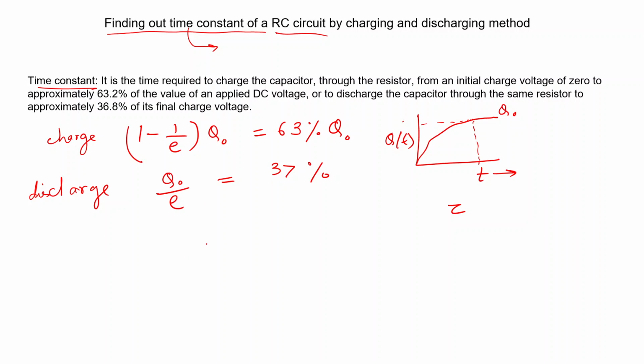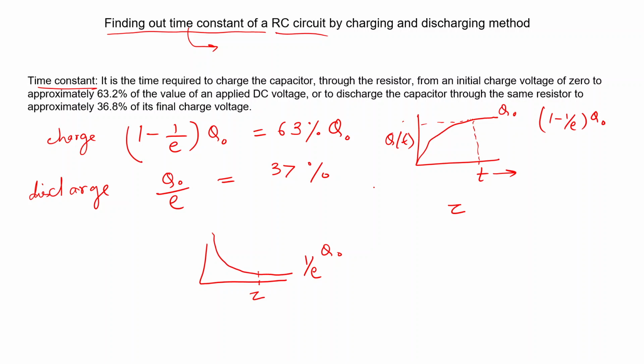Similarly, when it's discharging, the charge will decay, and at some time, again called the time constant, it will be 1 by e. Here it will be 1 minus 1 by e times Q naught. Here it will be 1 by e times Q naught. So this is called the time constant. You can refer to the experiment in the lectures. It was very nicely performed and demonstrated.